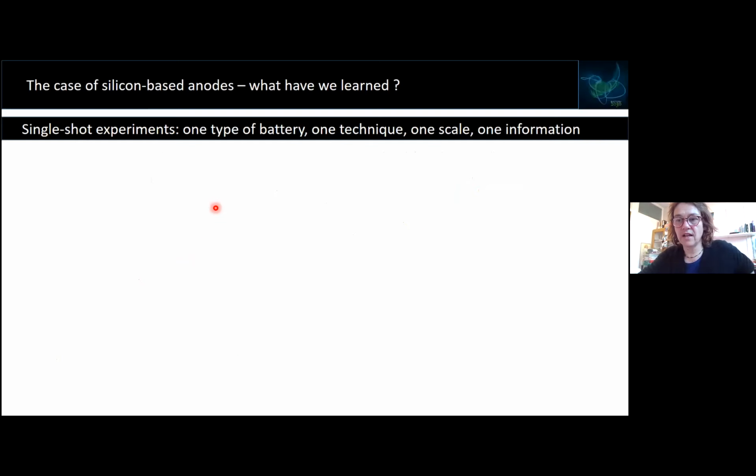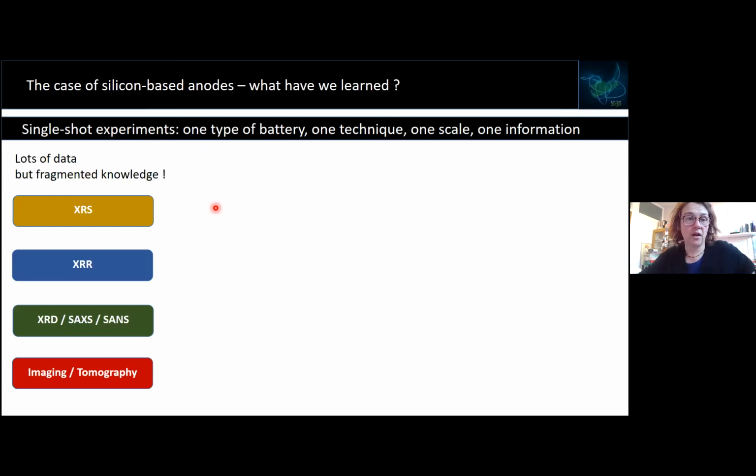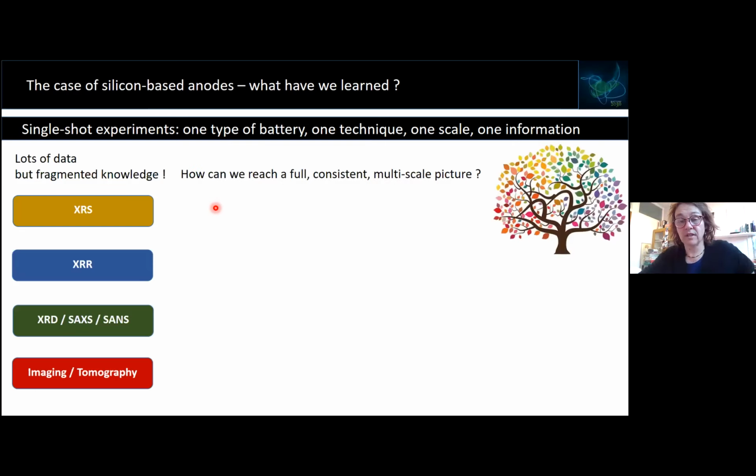And with this, I reach the end of my talk because I want to wrap up and summarize what we've learned on silicon. So I've shown a number of examples. All these are single shot experiments. They are typically performed on one type of battery or one type of material, one technique, one scale, one type of information. So there's lots of data that we can have, but it's still fragmented knowledge. And we would like to have a more, let's say, multi-scale picture of the degradation mechanisms and basic mechanisms in the battery. So I see a few challenges to reach that goal.